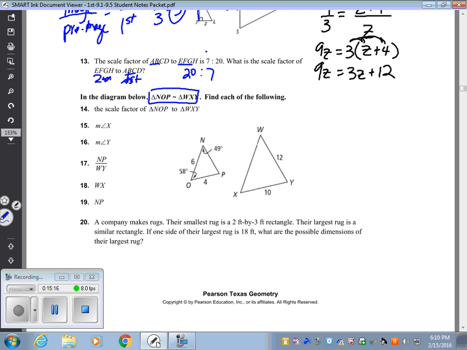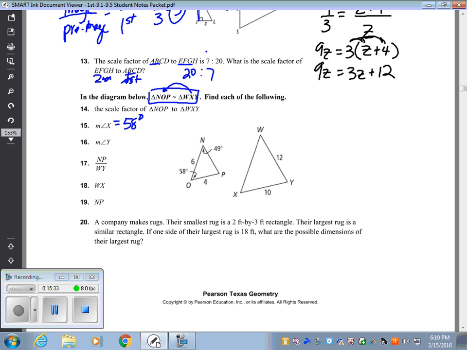Order matters, so they want us to find the value of x. X is the middle, so it goes with O, and we have that value, so we know x equals 58 degrees. I think you can do this. So same thing with y. Come up with the numbers that go together on 17 for NP and WY.